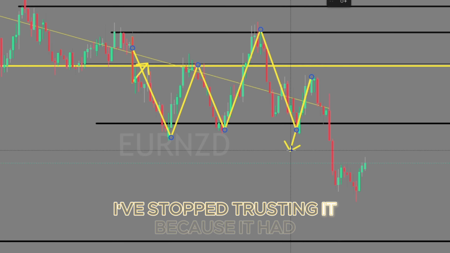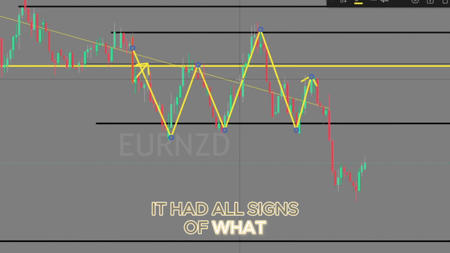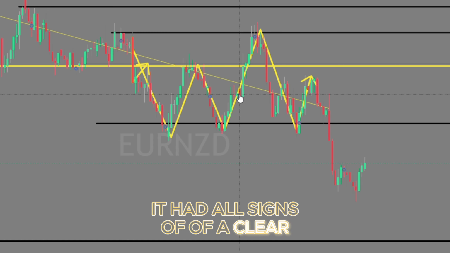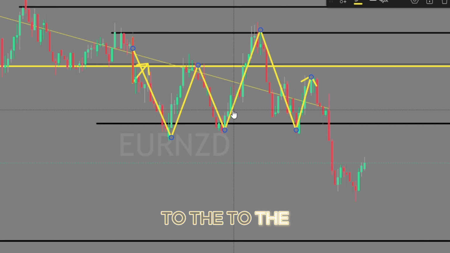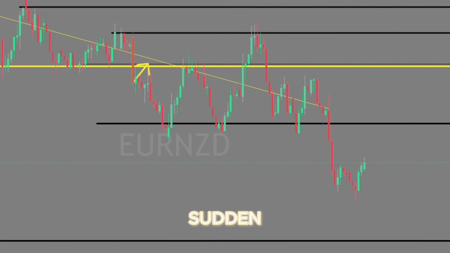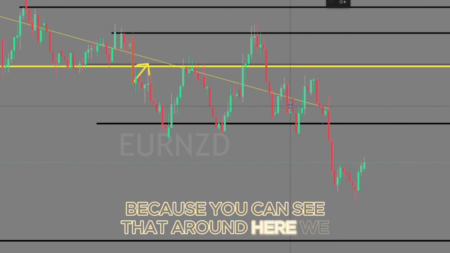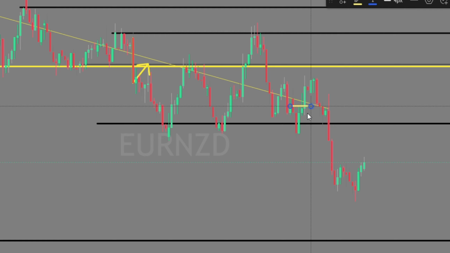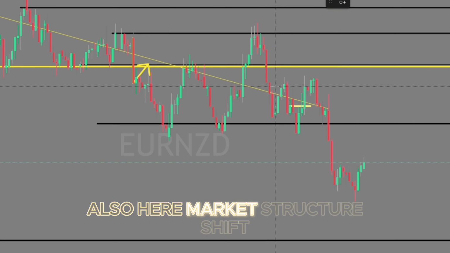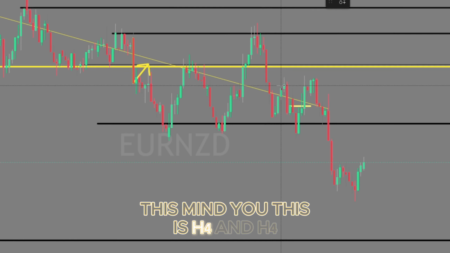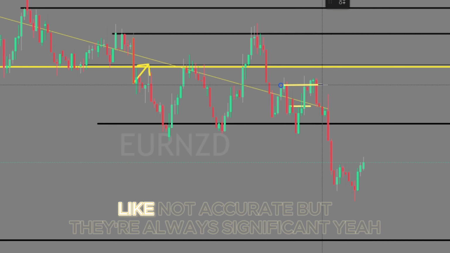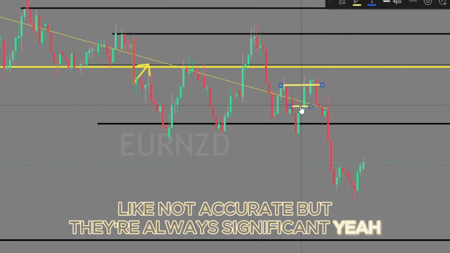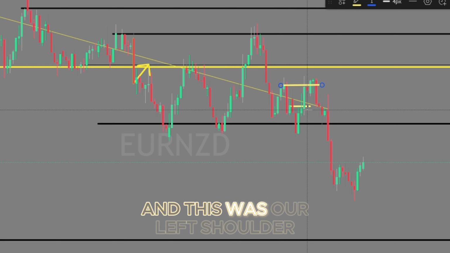I've stopped trusting it, because it had all signs of a clear breakout to a standing bullish market. But all of a sudden, around here we could see that there was a breakout, a market structure shift, and again also here a market structure shift. Now mind you, this is H4, and H4 zones are always significant. So it had a market structure shift, and this was our left shoulder.